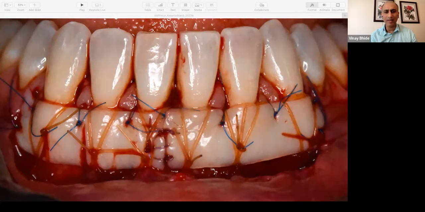Now, the other thing that I'll mention is that the area where we sutured these graft pieces together, if this area sits on the root surface, it's going to slough. So always make sure that the area where the graft is attached, which is the weakest point of the graft, is on the recipient bed, not on the root surface. Okay, so we can see that we've really, really secured this graft in place nicely.